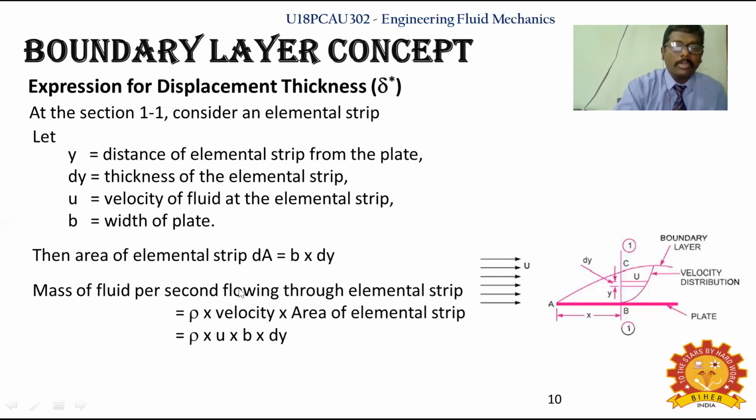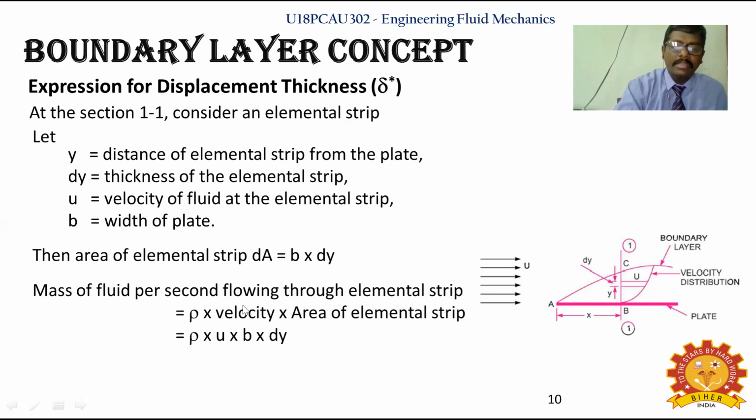So you rate this mass of fluid as density into velocity into area, because a certain mass of fluid is passing through this. You multiply the density with the velocity and the area because you have a discharge of fluid through this elemental area. In that way you identify the mass of fluid that is flowing per second through this elemental strip.